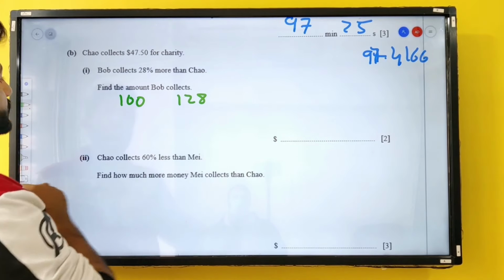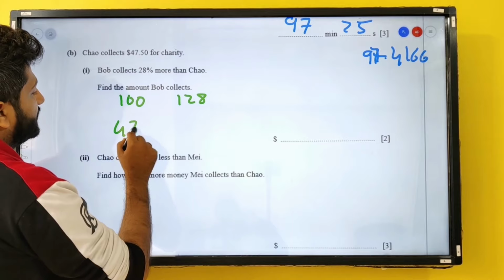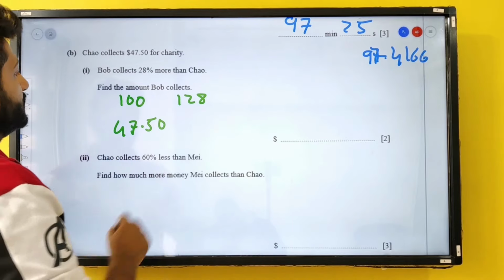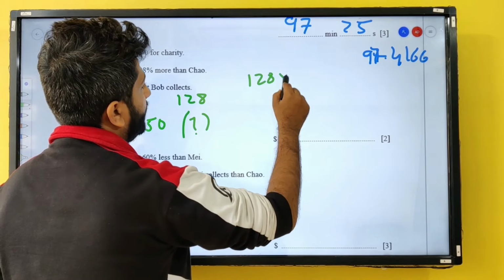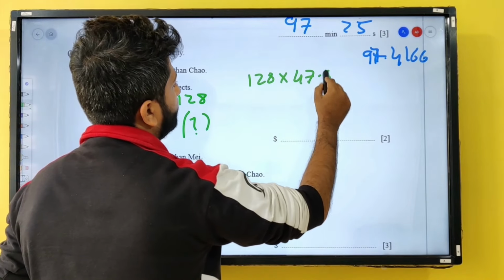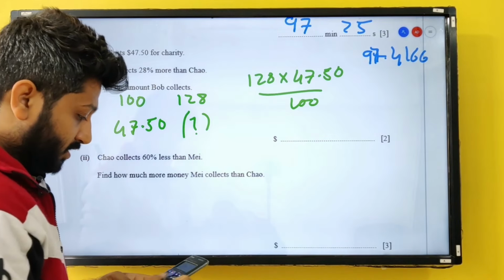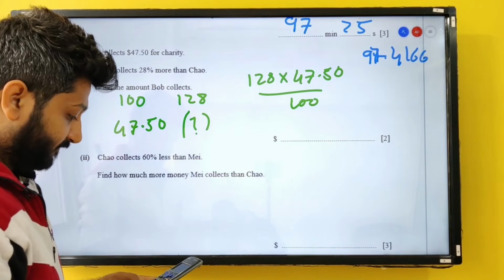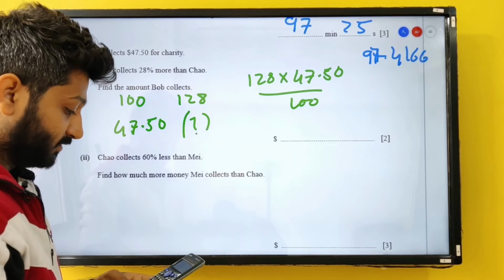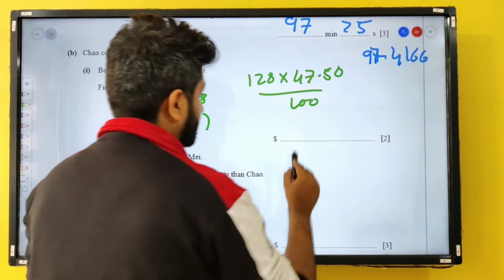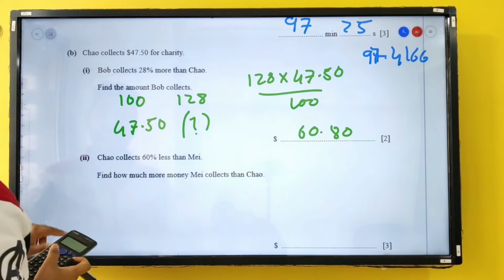Now the actual amount which Chow collects is 47.50. So the amount for Bob is going to be 128 into 47.50 divided by 100. So that is 60.80. Next.